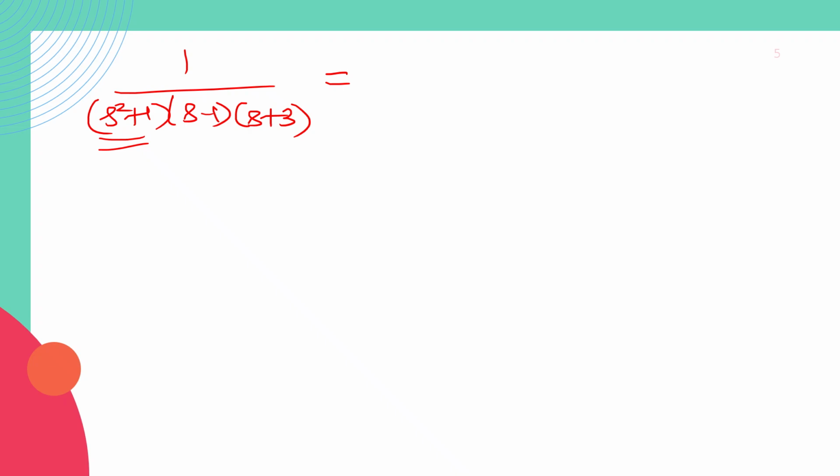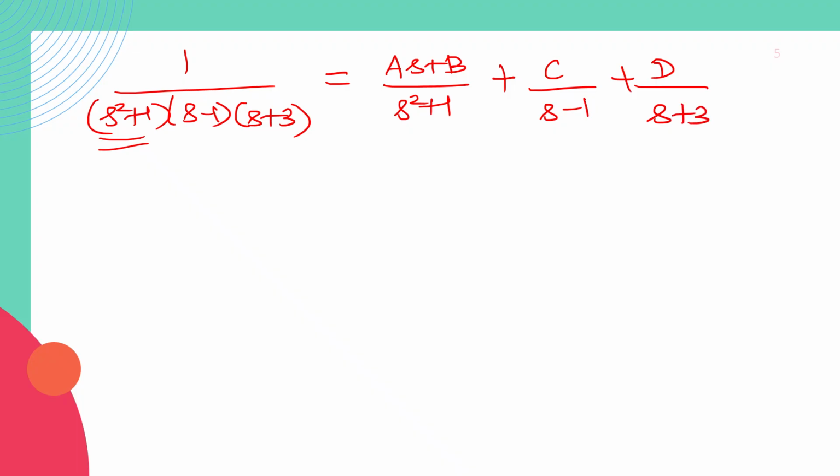So now, what is 1 divided by (s square plus 1) into (s minus 1) into (s plus 3)? Since the first term is of order 2, we can write the numerator as as plus b, a linear form, divided by s square plus 1, and the second term will be c divided by s minus 1 plus d divided by s plus 3. Let us take an LCM.